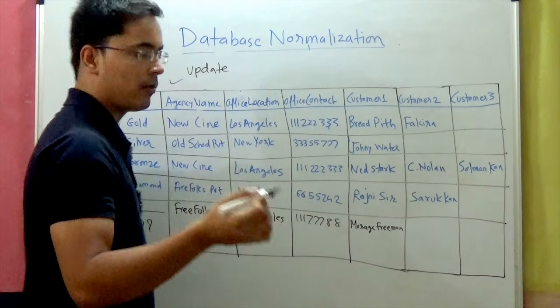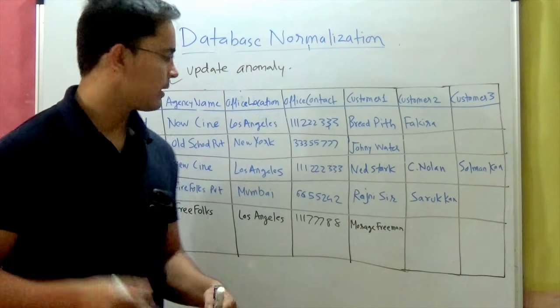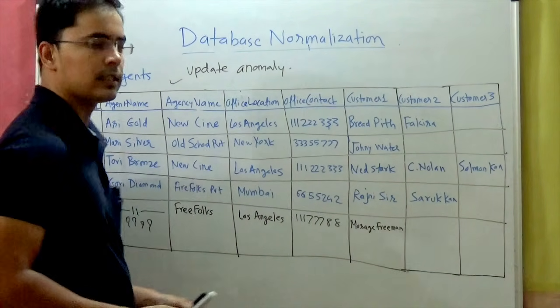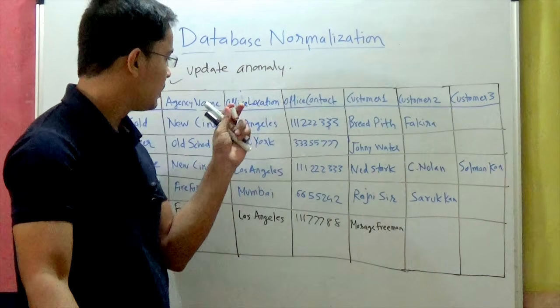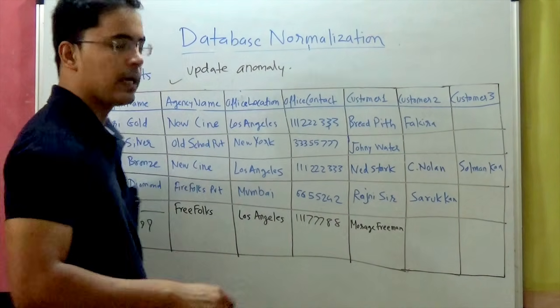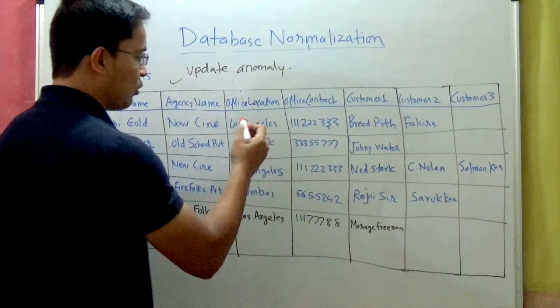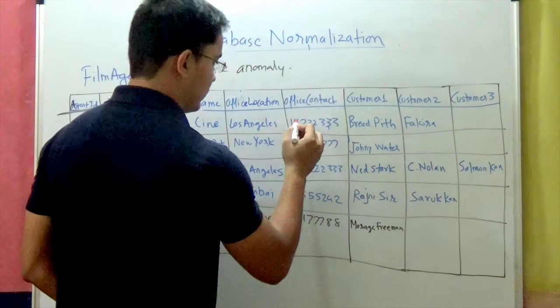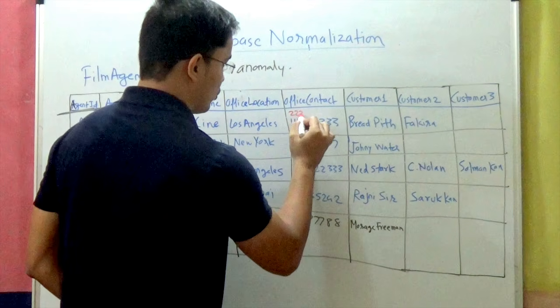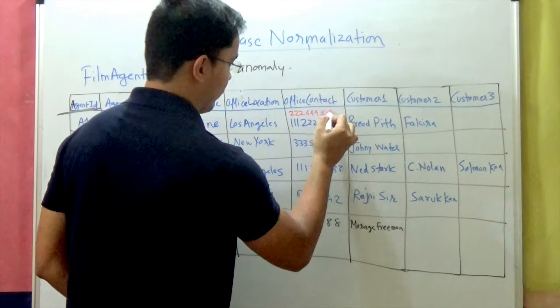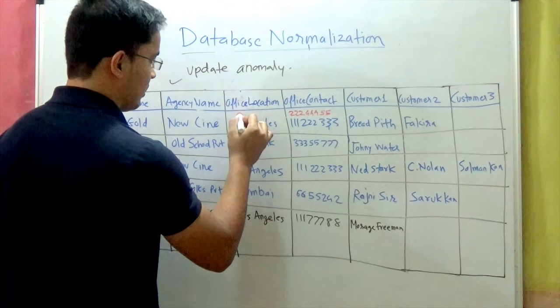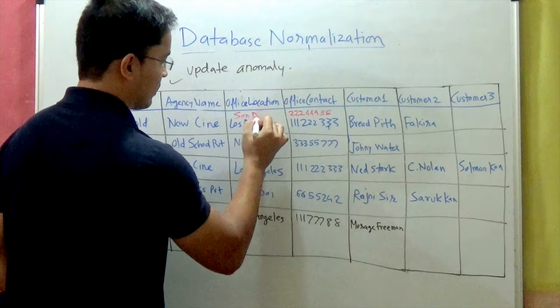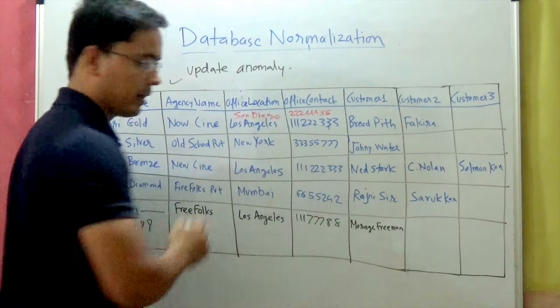Let's look at an example of update anomaly. Let's say that New Cine agency has moved out from Los Angeles to San Diego, and they have to change their phone number. Let's say this has been changed to 222-44455, and this will be San Diego. This has to be updated.